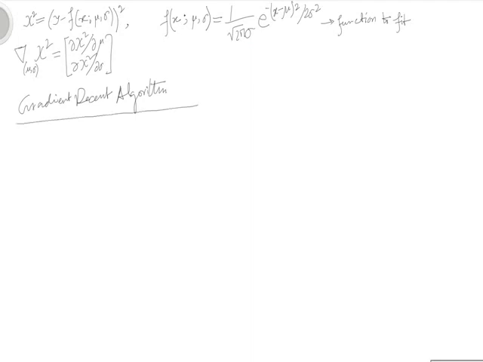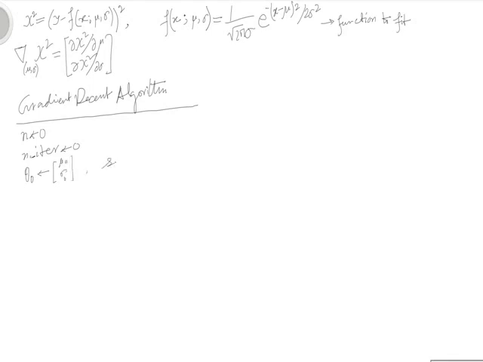Now first we have to find the gradient of chi-square with respect to the variables mu and sigma. These two are the parameters for the normal distribution, and we want to find the values of mu and sigma using the gradient descent algorithm. Our gradient vector consists of two elements: the partial derivative of chi-square with respect to mu, and the partial derivative of chi-square with respect to sigma.